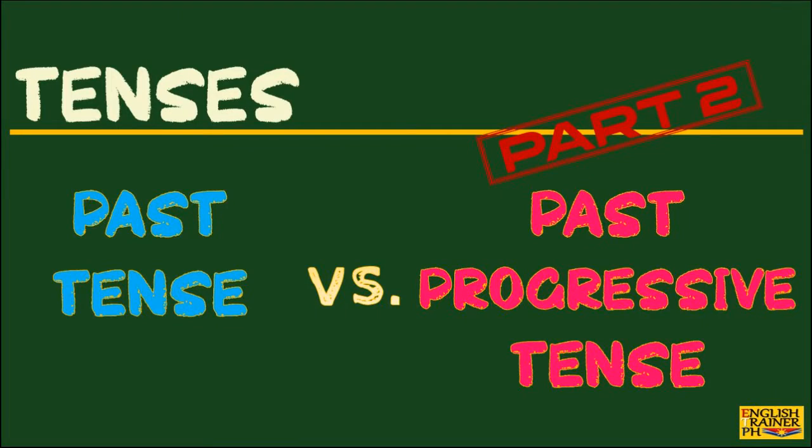Okay, so for today we're going to talk about the past progressive or the past continuous tense. It's a bit similar to the present progressive tense in terms of the structure, but of course we're going to have to change it for the past and its uses.